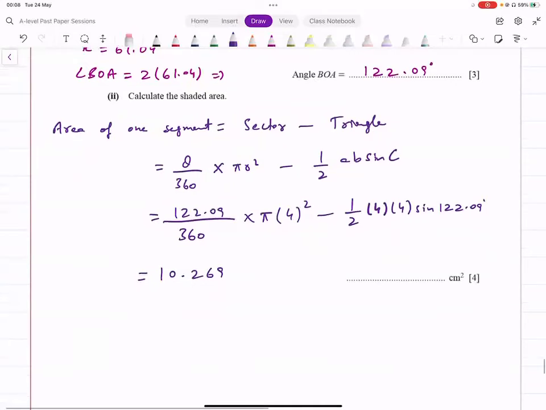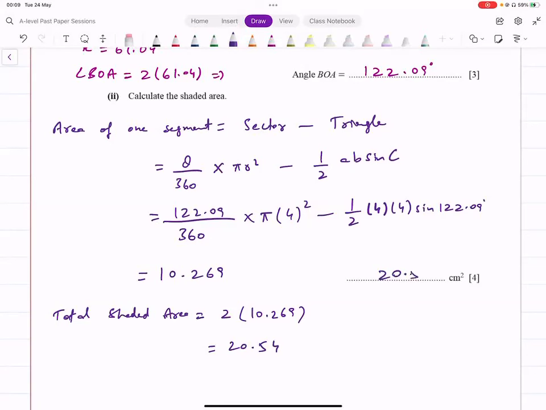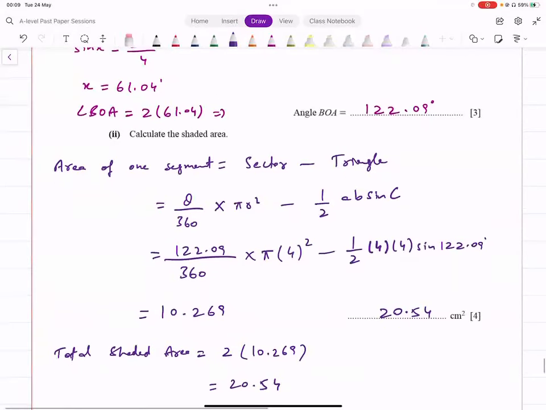What about the total shaded region? Total shaded area, what is that going to be? Total shaded area मेरे पास आ जाएगा, इसको 2 से multiply कर देंगे, 2 into 10.269, and that's going to give me the result. Let's see what that turns out to be. Multiply this by 2, that is 20.538. That's 20.54. That's the total region. Total shaded area 20.54 centimeters square. ठीक है, ये आपके पास total shaded area आ गया.